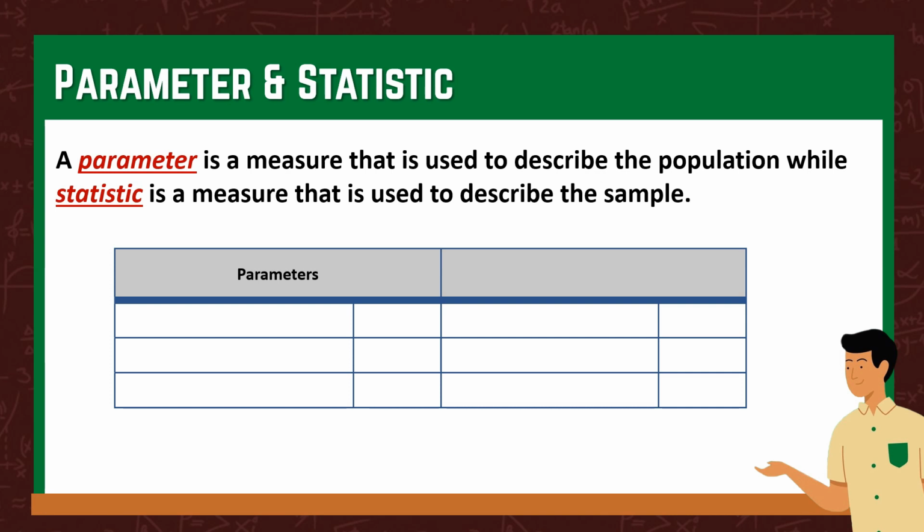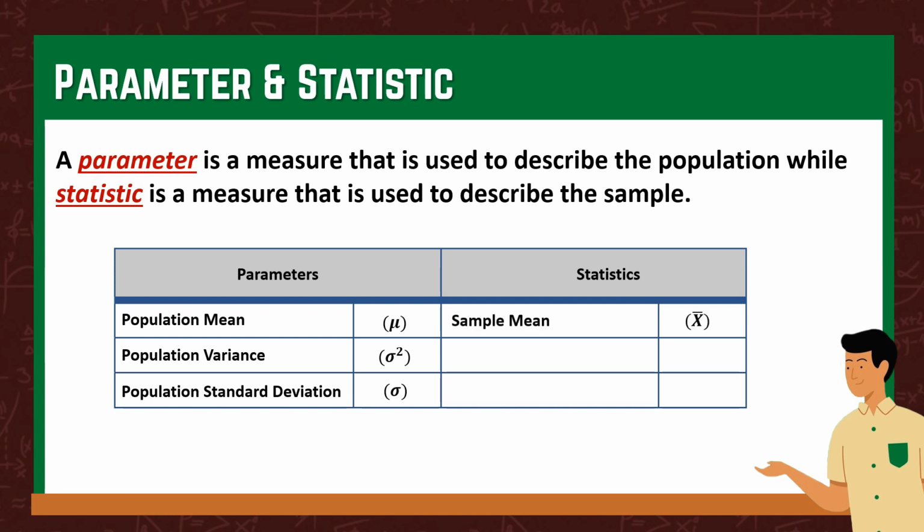Parameters are usually denoted by Greek letters. Population mean, population variance, and population standard deviation are examples of parameters. Statistics are usually denoted by Roman letters. Examples of statistics are sample mean, sample variance, and sample standard deviation.